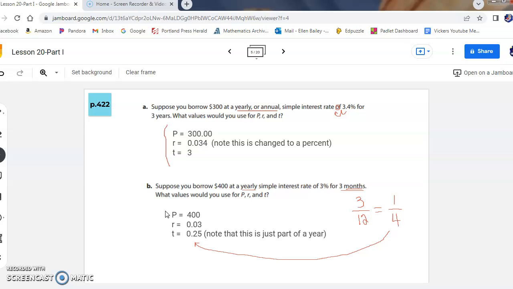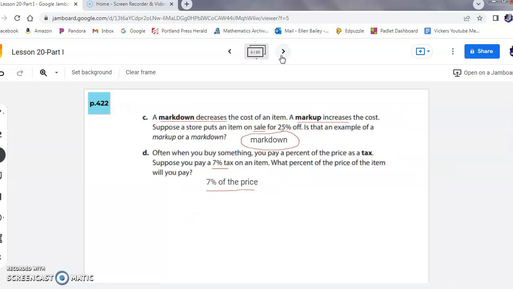So the principal in this case is 400 because that's what we're borrowing. Interest rate, 3%. So moving the decimal point back 2 gives us 0.03. And here's the tricky part for this one. It's 3 months. So people might be tempted to put a 3 here, but oops, this is 3 months. You got to pay attention to the details. So here's how I figured that out. I just made it into a fraction, 3 over 12, because there's 3 months out of 12 months in a year, and that reduced to 1/4, which gave me 0.25. So be careful about that. So there's A and B.